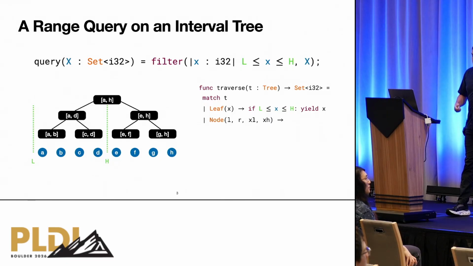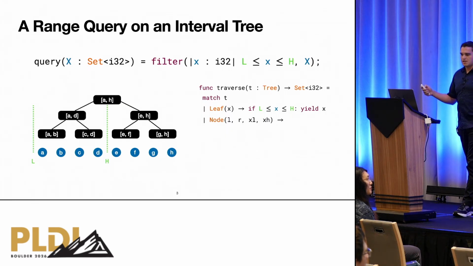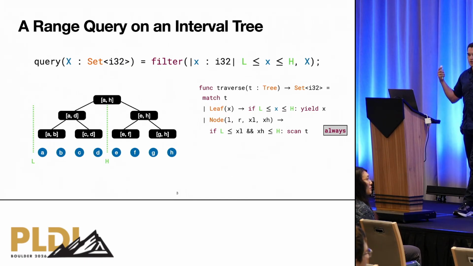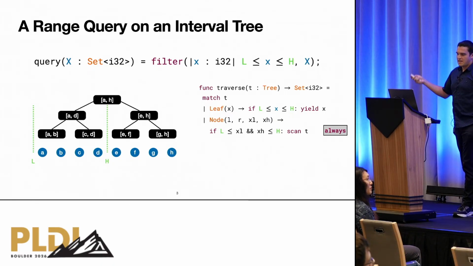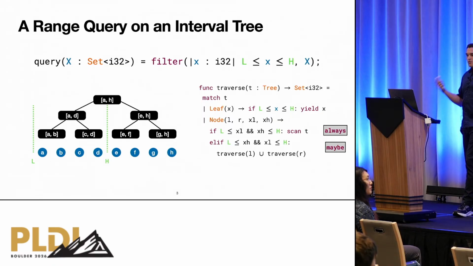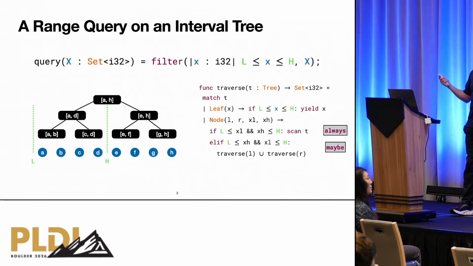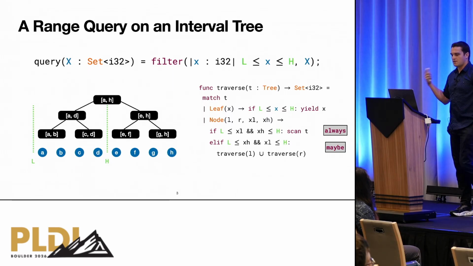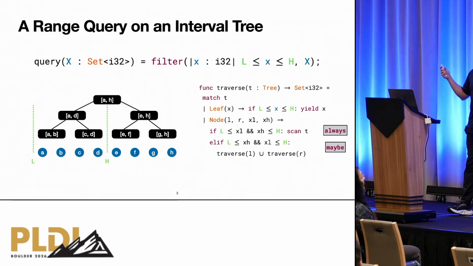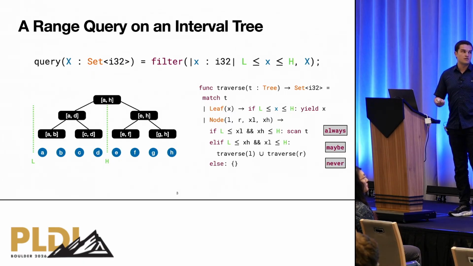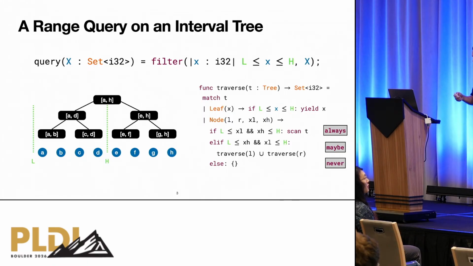For an interior node that stores a left and a right subtree, as well as an x low and an x high value, we first check whether or not the filter predicate is always true, which is true when x low and x high are fully contained within the query interval. And if so, we scan the subtree T. Otherwise, we check the case where the filter predicate is maybe true, and we union the recursive results of the left and the right subtree. If the filter predicate is not always true or maybe true, it is never true, in which case we return an empty set and we don't recursively visit the subtree.